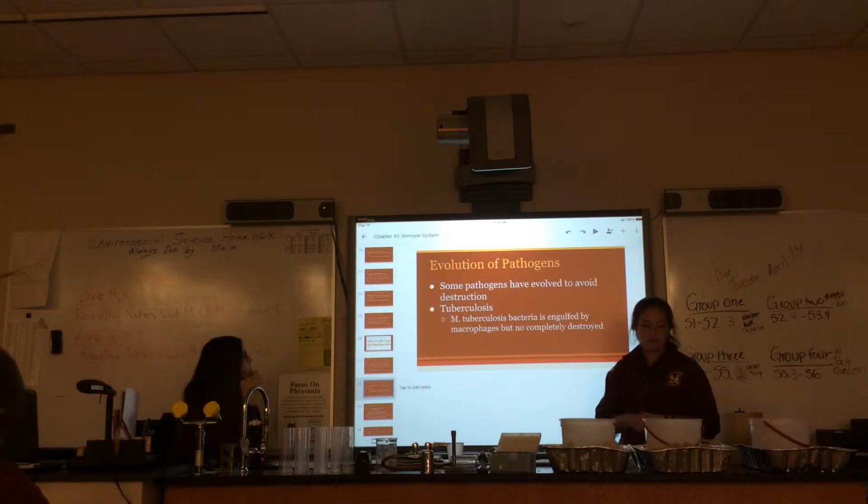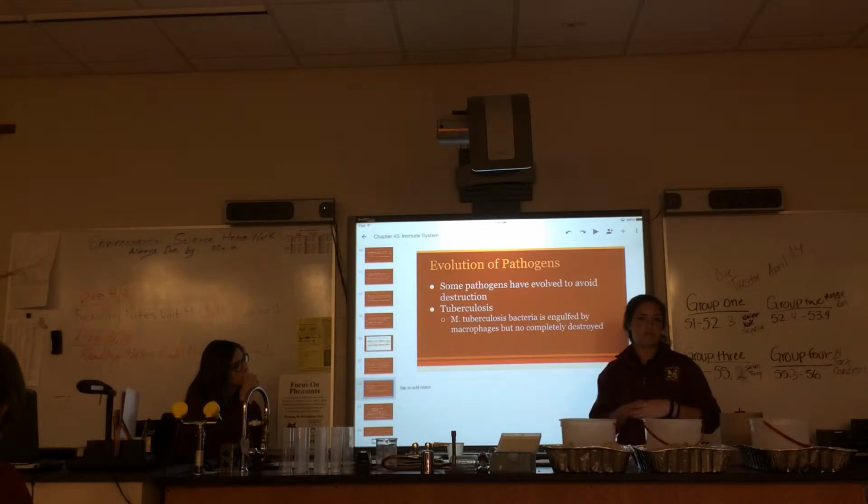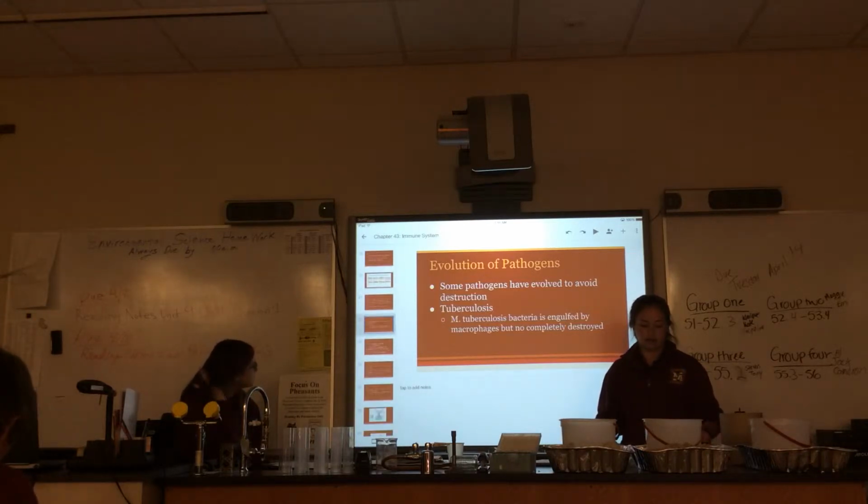The evolution of pathogens. Some pathogens have evolved to avoid destruction by these cells, and tuberculosis is an example of this. The bacteria M. tuberculosis, that obviously causes tuberculosis, is engulfed by macrophages, but instead of dying within the macrophages, they keep reproducing, and then the tuberculosis never goes away. That's why it's one of the leading causes of death in the world.